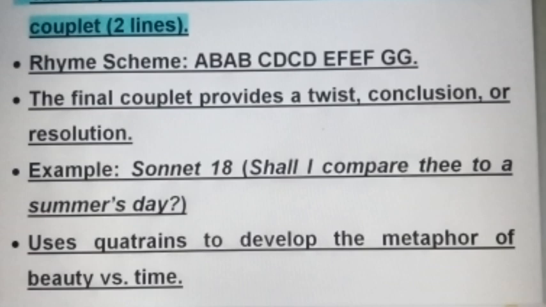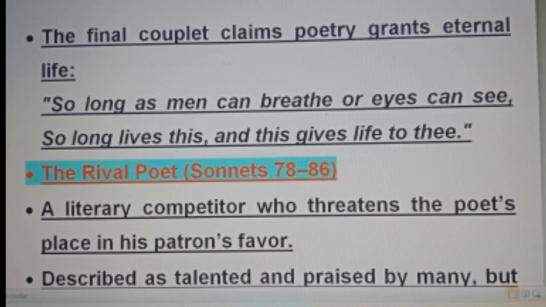For example, sonnet 18, Shall I compare thee to a summer's day, uses quatrains to develop the metaphor of beauty versus time. The final couplet claims poetry grants eternal life: so long as men can breathe or eyes can see, so long lives this, and this gives life to thee.